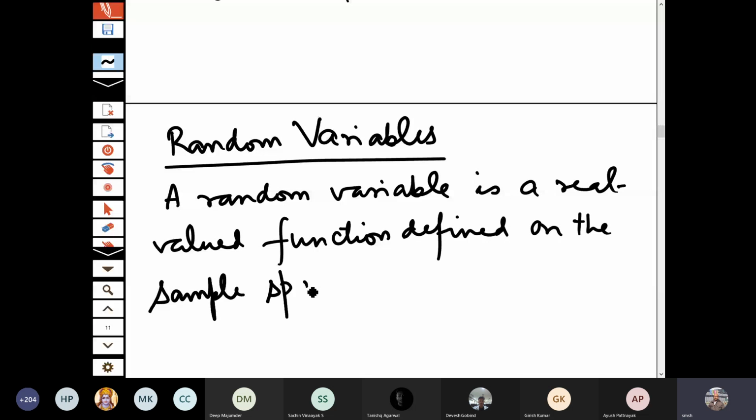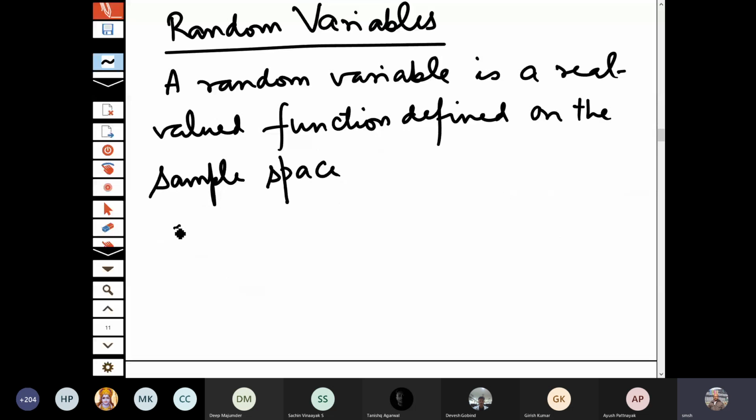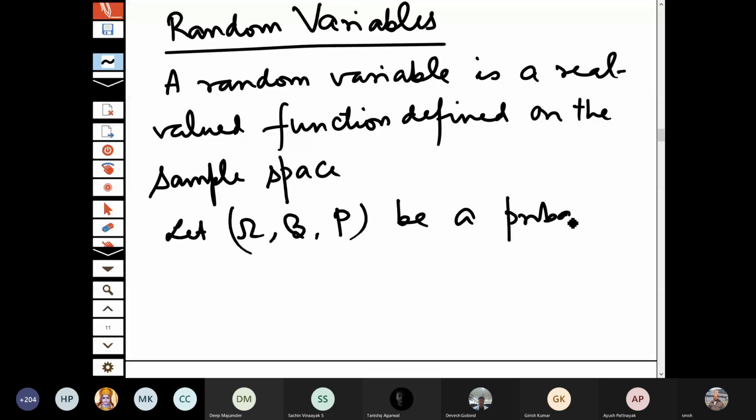So we use this kind of notation. Let omega, B, P be a probability space. You are familiar with this terminology. Omega is the sample space, which is the outcome of a random experiment. B is the corresponding event space, which is nothing but a sigma field, and P is the probability function defined on that. Okay. So we have a probability space.